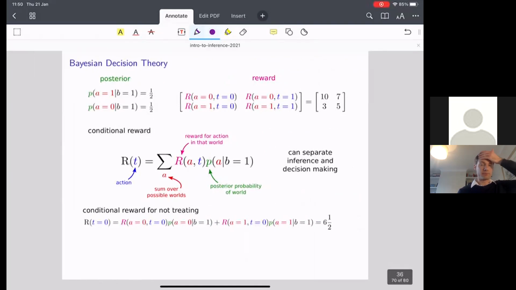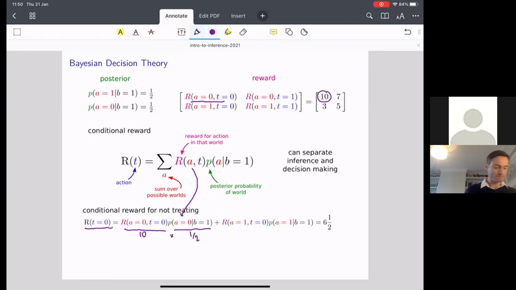Okay, so let's run that through for our particular example. So let's take the expected reward, the conditional reward, for no intervention, so no treatment. So we plug this in here, and we sum over the two states of the world. So A is equal to 0 to start with. So we get this term. This term in our matrix, of course, is this thing up here, which is this one. So this thing is 10. And we weight it by the posterior. The posterior, of course, is a half. It's a half for all these examples.